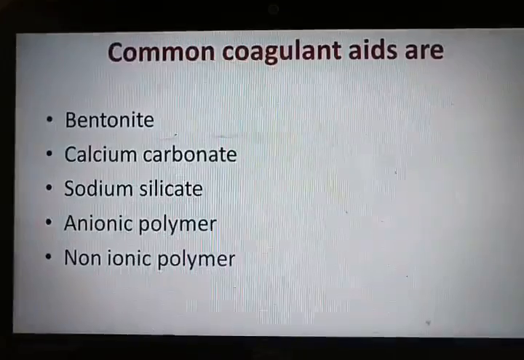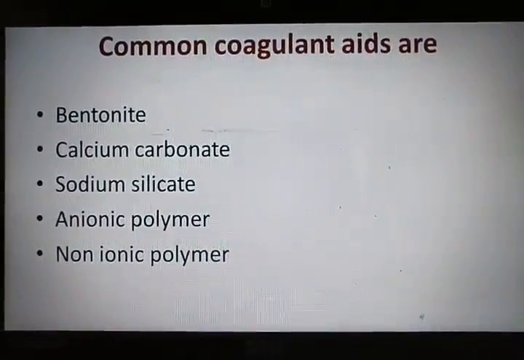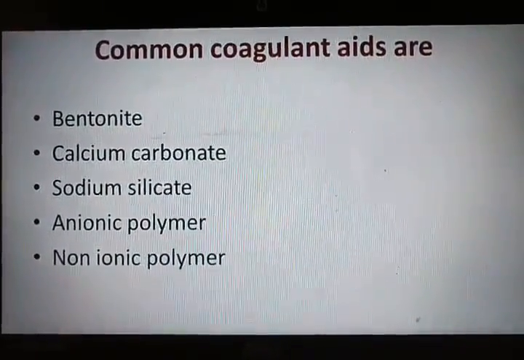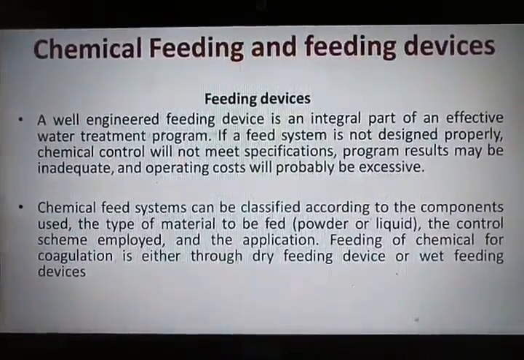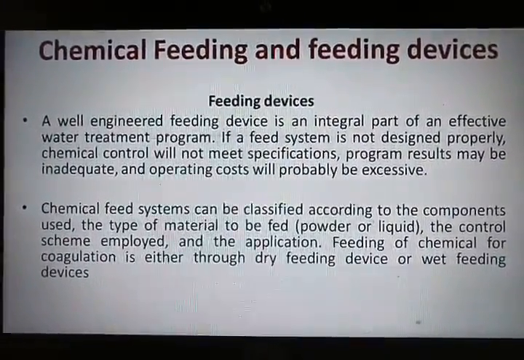I hope you have understood the process of coagulation, flocculation and sedimentation. In the next class, we'll talk about the different feeding devices and the clariflocculator.